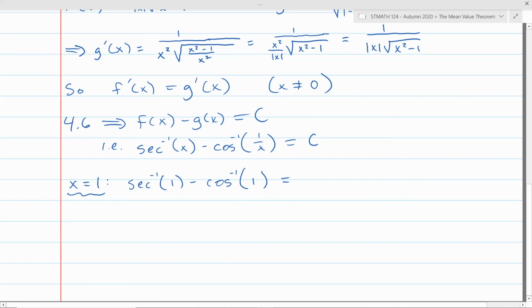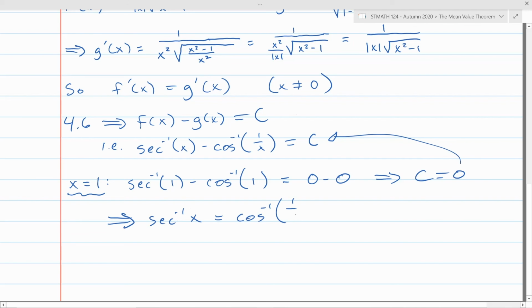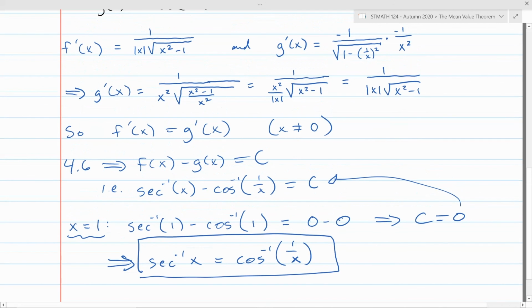Well, secant inverse is, at what angle is the secant equal to 1? Well, cosine is equal to 1 at 0, and so is secant. So this is just 0 minus 0. So that tells me that my constant c is equal to 0, and then from there I can conclude that secant inverse of x is equal to cosine inverse of 1 over x. And you can think of that as a new kind of identity for inverse trig functions. That's actually kind of cool. And I was able to get it by knowing facts about derivatives. I like it.